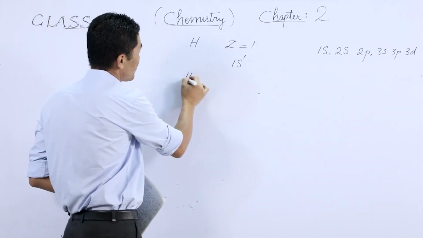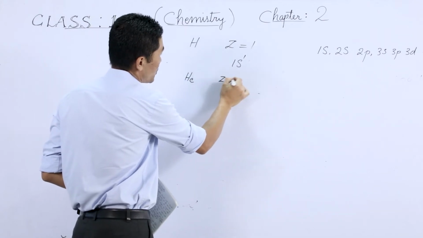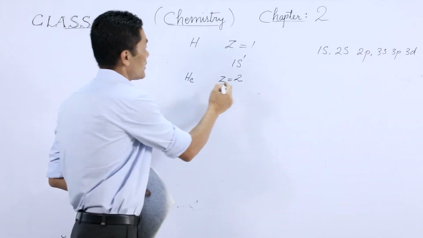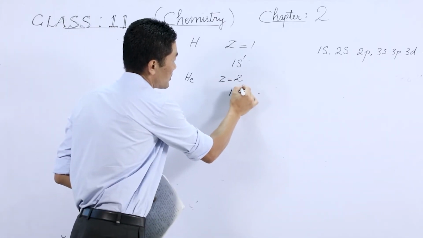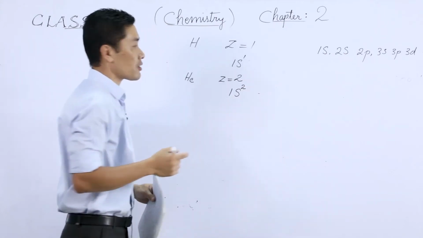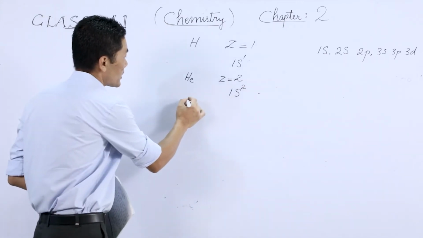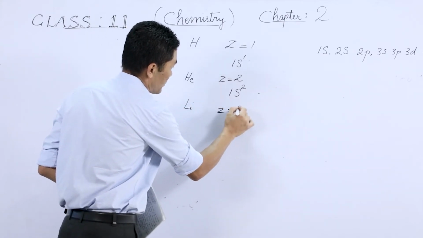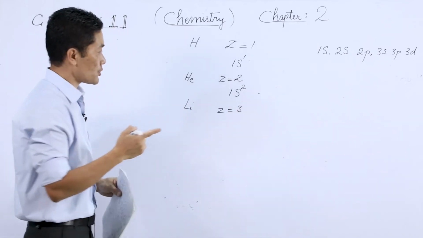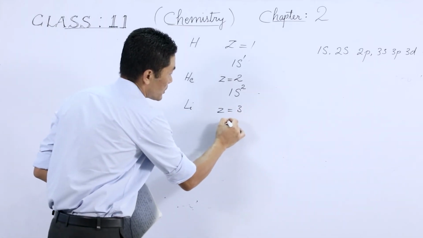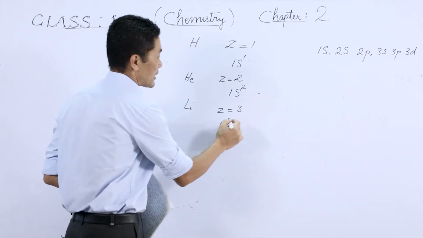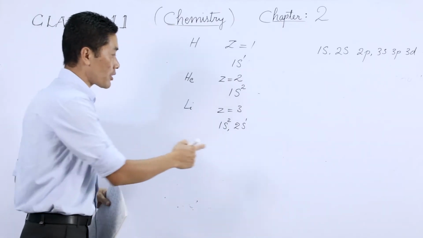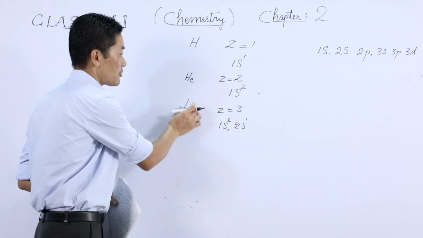If we go to helium, its atomic number is 2. So it has 2 protons, 2 electrons, and therefore the 2 electrons can be put in the first shell, that is in the 1s orbital of the first shell. Now when we go to lithium, atomic number is 3. So there will be 3 electrons. So we put the first 2 electrons in the 1s orbital, then the next goes to the s orbital of the second shell. This will be the configuration of lithium.